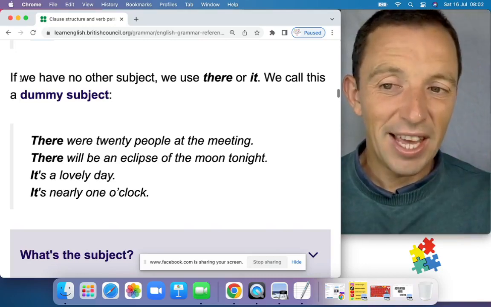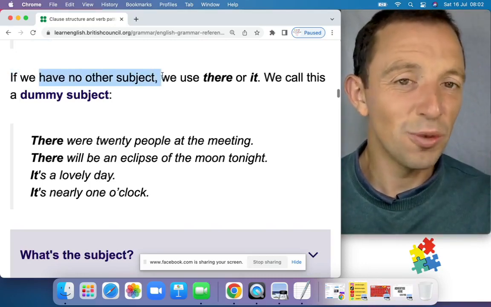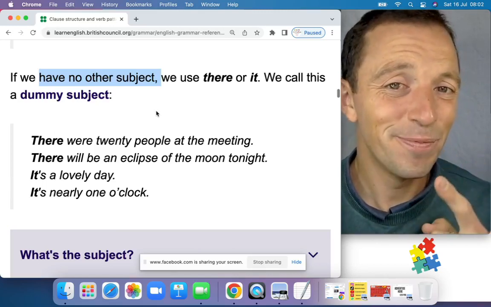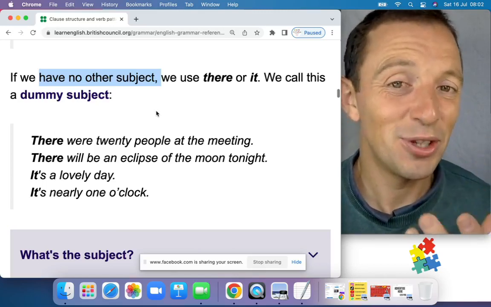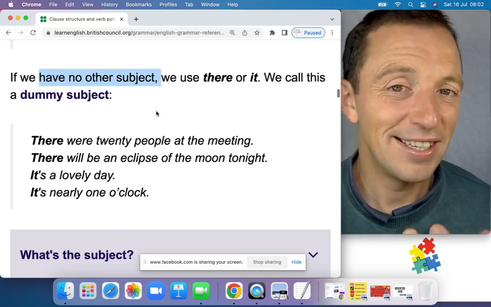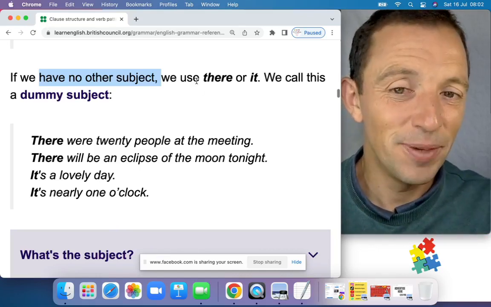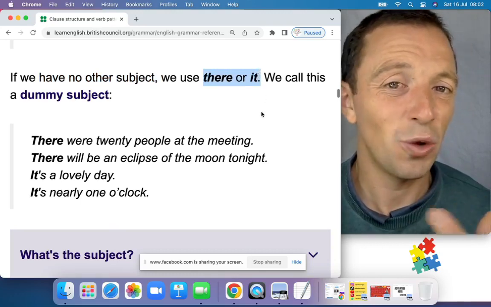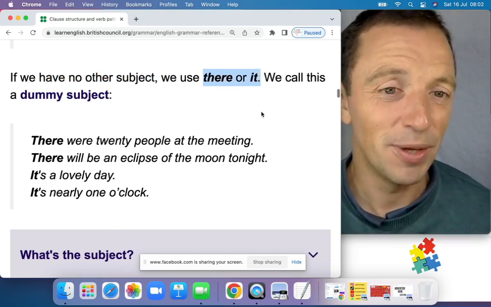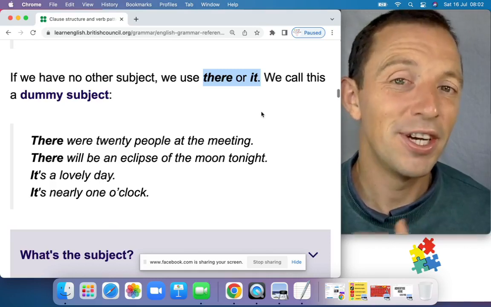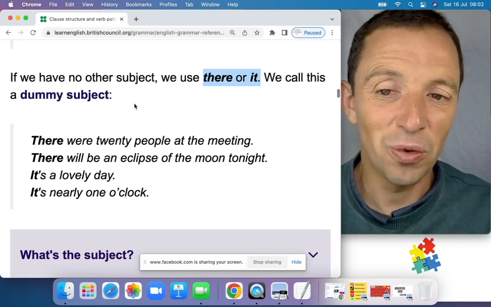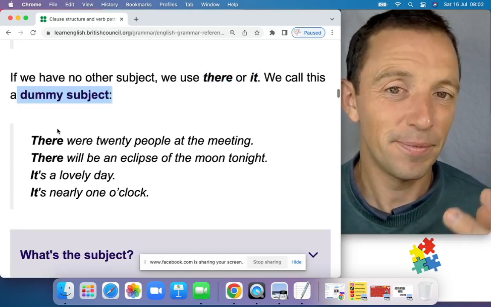Because if we have no other subject, if there is no person, no subject, still it's necessary to invent a subject, still. And this invention could be there or it. For example, there is no chocolate in the kitchen. There is no time to do something. That's the subject there. And this is known as the dummy subject.